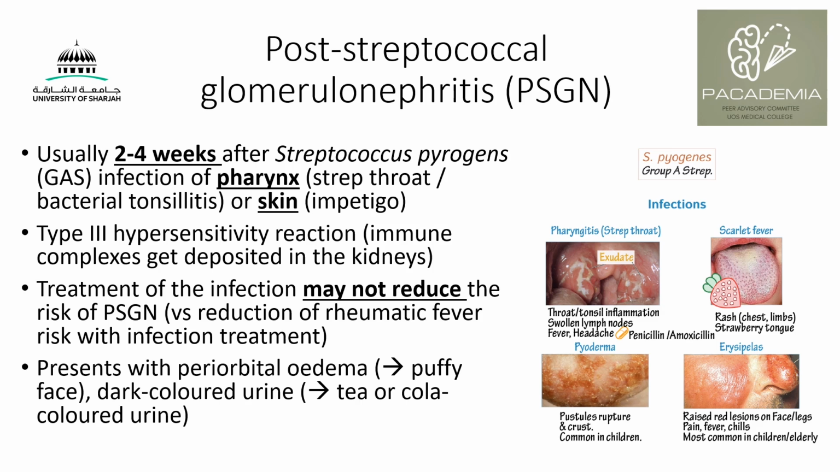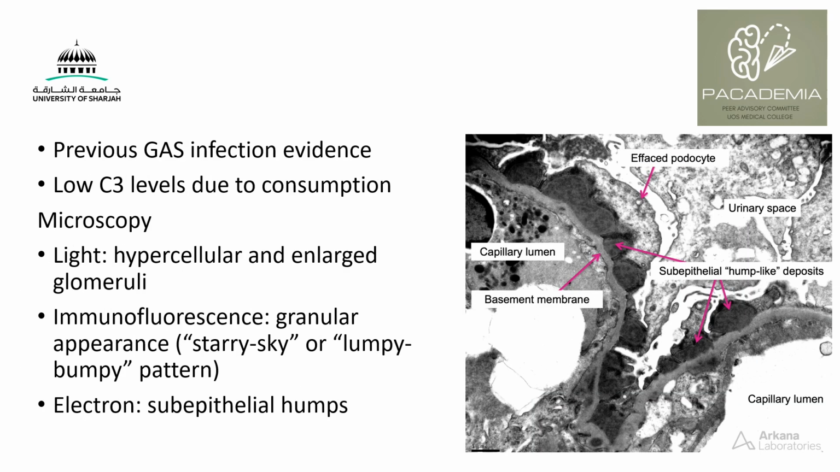There's a chance. And patients may present with periorbital edema, or puffy face, and also dark colored urine, or tea or cola colored urine, which is sometimes how patients describe it, and how board exams phrase it. There are also some different infections caused by Streptococcus pyogenes. Apologies for the mispronunciation. And here we can see an electron microscope image; we're going to discuss its findings.